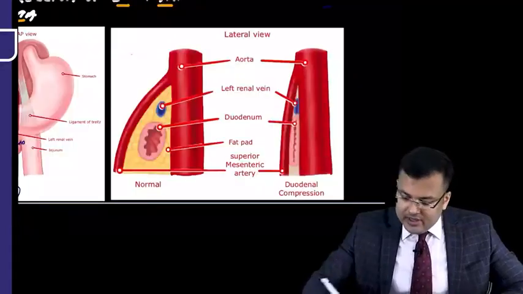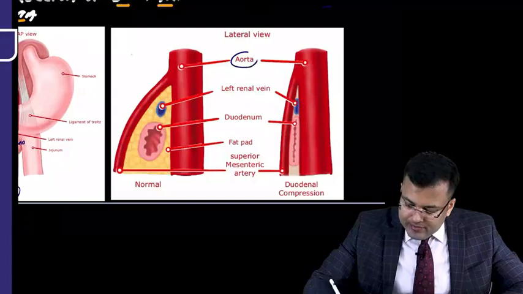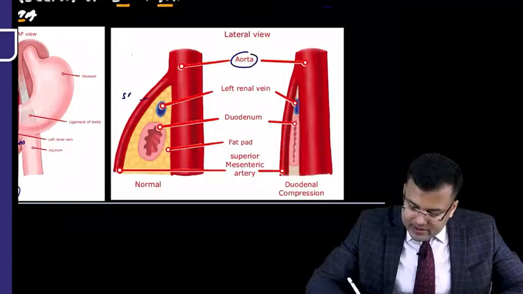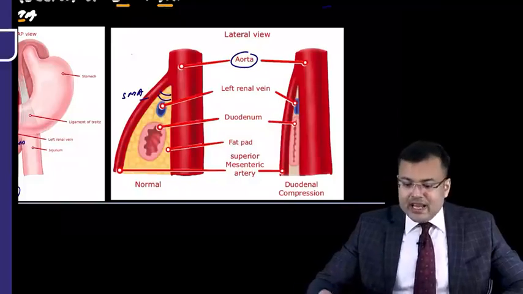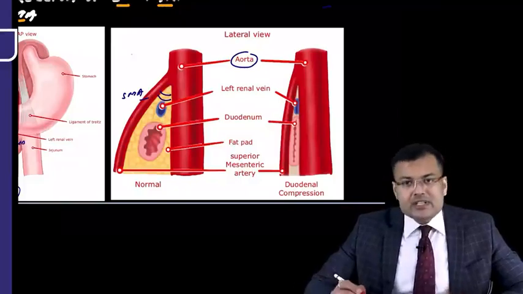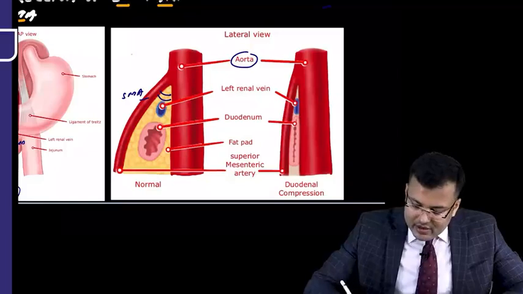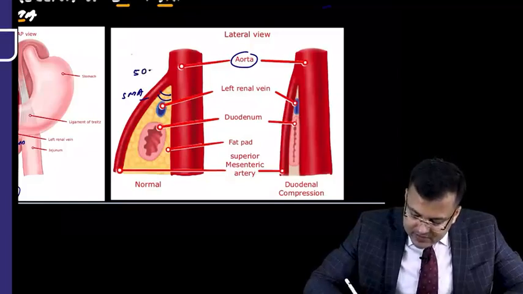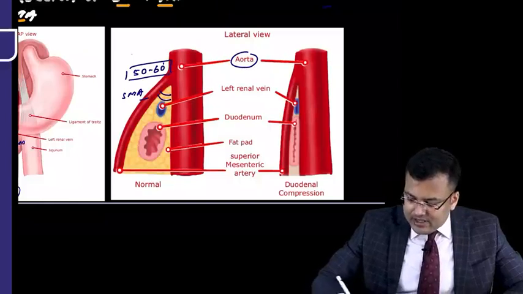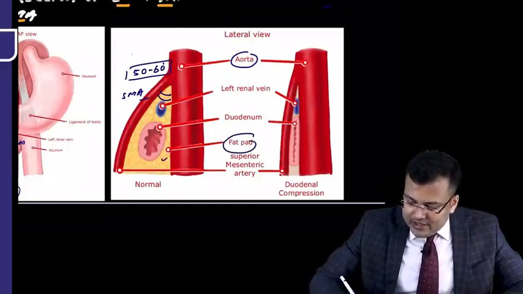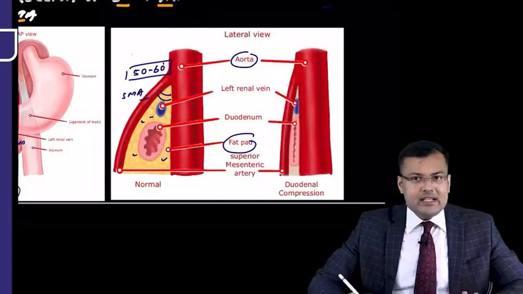See the lateral view. In this image, this is the aorta, and this is the superior mesenteric artery. So there is an angle between the aorta and the superior mesenteric artery. This is known as the aortomesenteric angle. And how much is the normal aortomesenteric angle? Normally, it is 50 to 60 degrees. Why is this angle maintained? Because you can see there is a fat pad. So fatty cushions are there. That's why this angle is maintained.